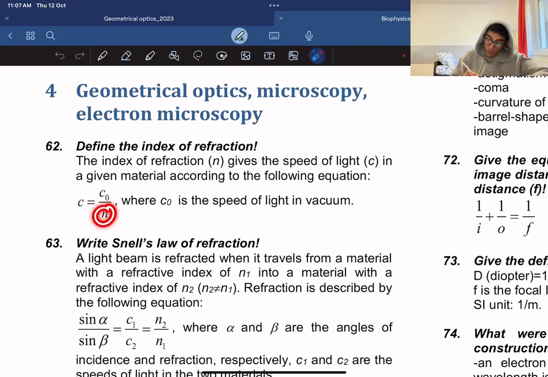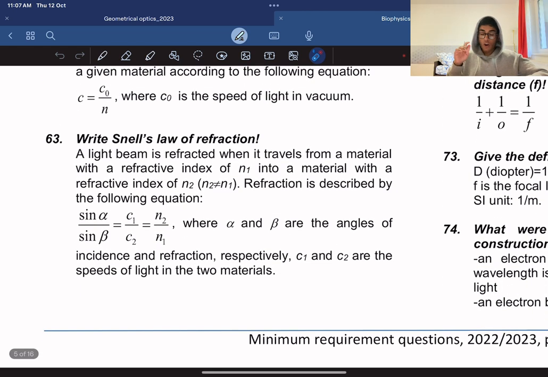You're defining this, so why would you put this down? Okay, understand this. You can write it like this as well. I don't think that would be a problem. Where C0 is the speed of light in vacuum, okay? You guys understand that. Write this Snell's law of refraction.